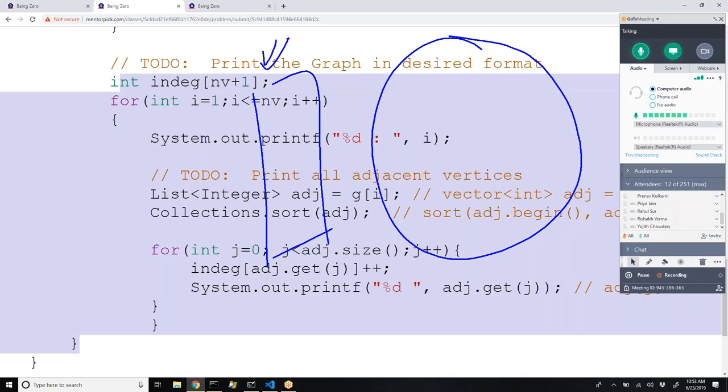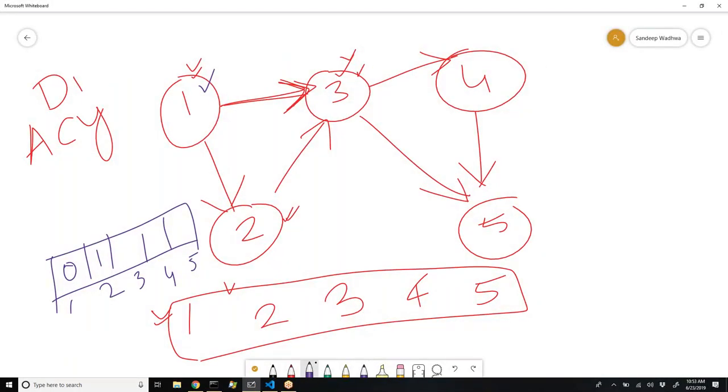You cannot say just by the array. Correct? You still need it. So it's always better we calculate in degree of everything in one shot. Now you keep asking, we'll keep returning the value from this array, right? So in degree calculation, we are clear, right? Okay, so first step we are doing is we calculated in degree of every vertex. 3 has in degree of 2, 4 has in degree of 1.